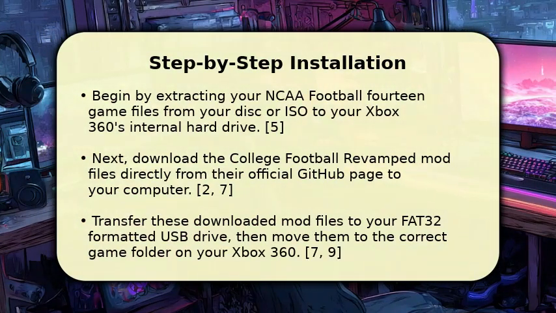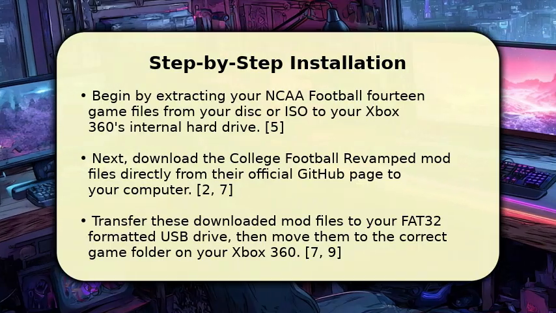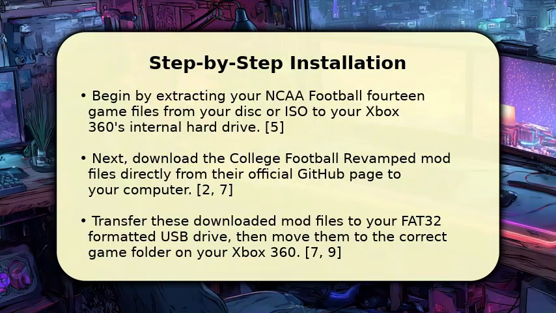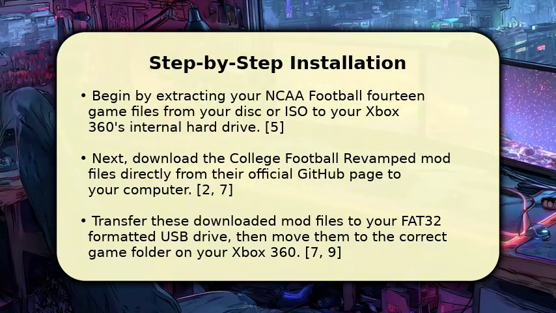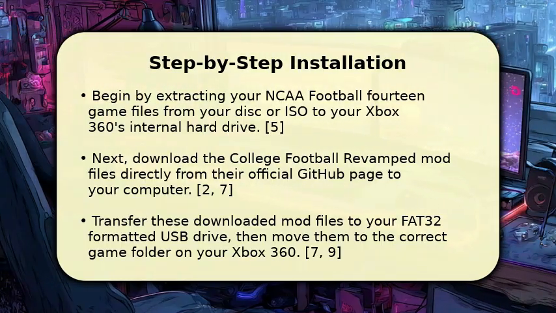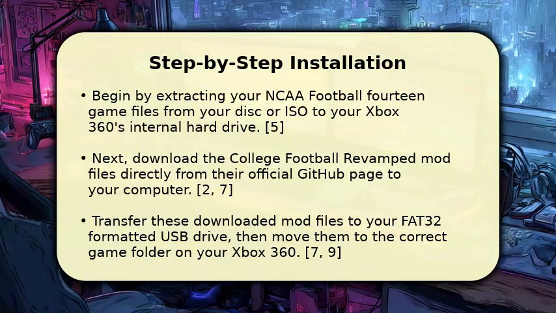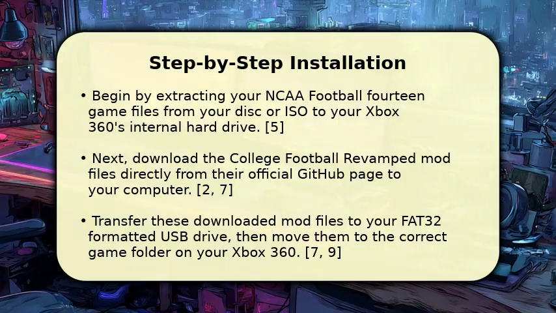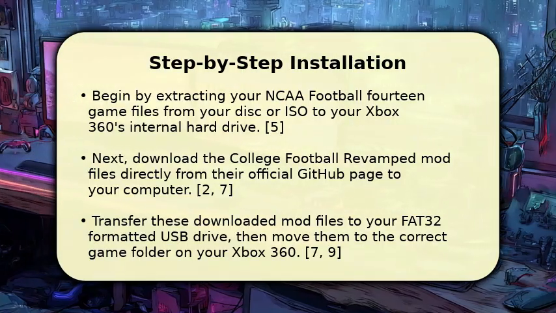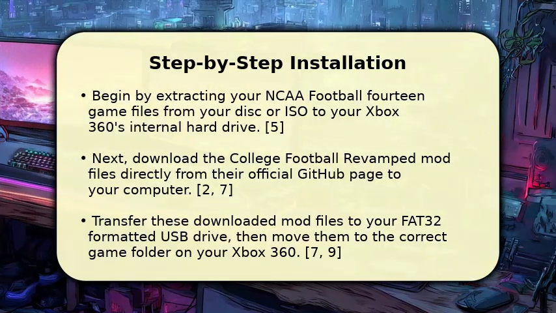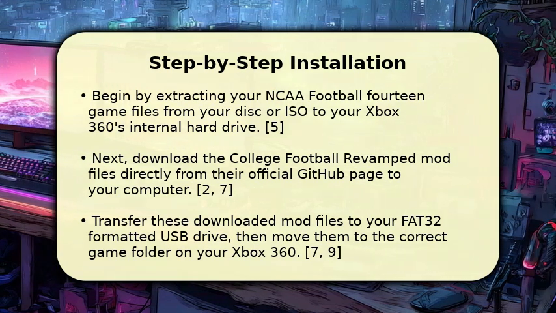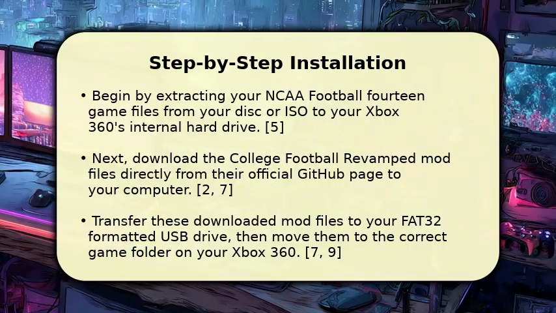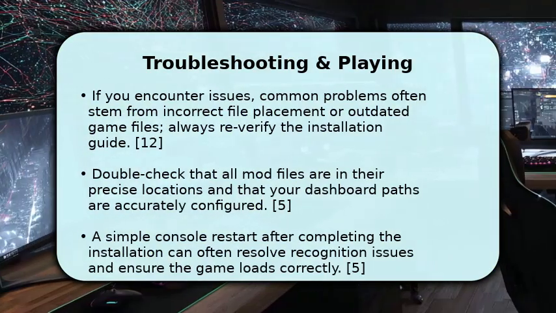Now, let's get to the installation. First, extract your NCAA Football 14 game files onto your Xbox 360 hard drive. Then, on your computer, download the College Football Revamped mod files from their official GitHub. Transfer these files to your USB drive and then move them into the game's folder on your console. Carefully replace any existing files and ensure your dashboard, like Aurora or Freestyle Dash, has the correct paths set to recognize the revamped game.